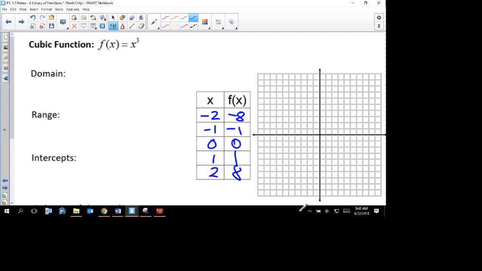All right, graph again. Last year you may have talked about that this point in the middle is not called a vertex. Anybody talk about that last year? That's not a vertex. It's a vertex with quadratic and with absolute value, but when it does this, it has a different name. Does anybody know that name?